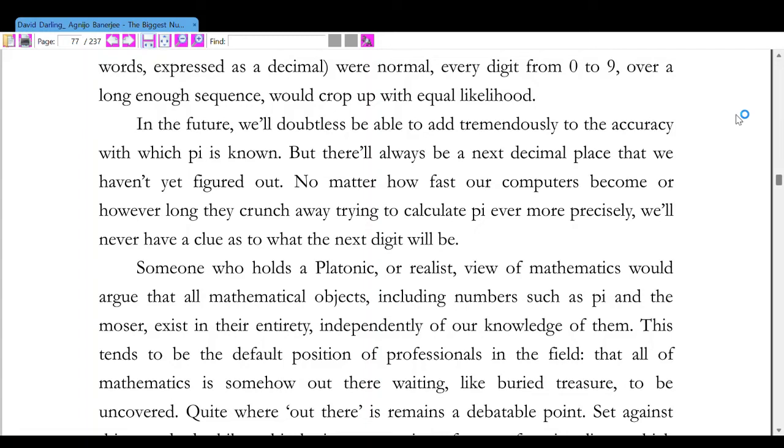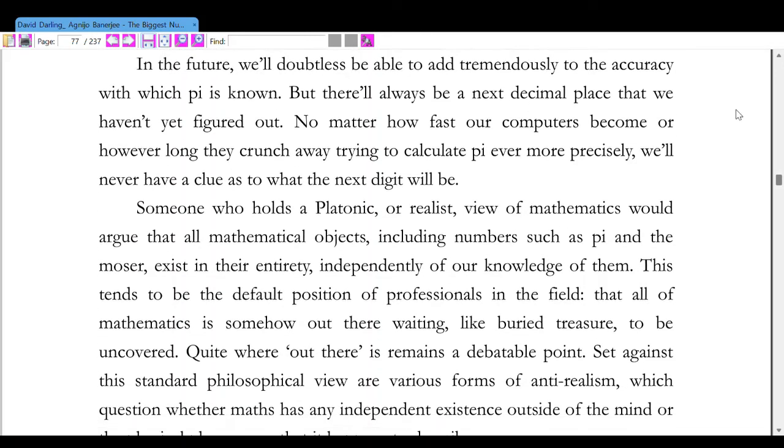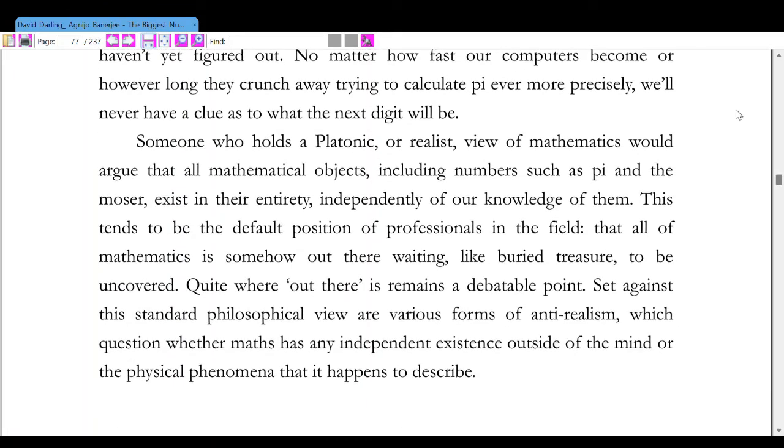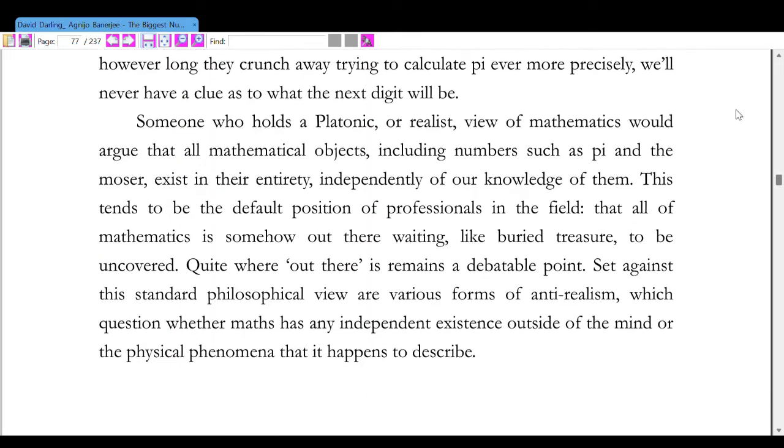In the future, we'll thus be able to add tremendously to the accuracy with which pi is known, but there will always be a next decimal place that we haven't yet figured out. No matter how fast our computers become or how long they slave away trying to calculate pi even more precisely, we will never have a clue as to what the next digit will be.